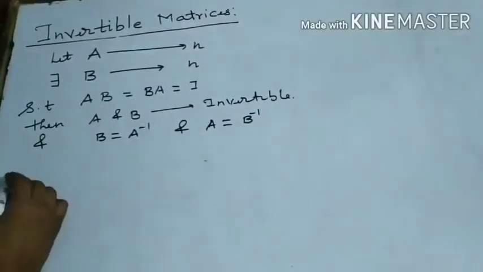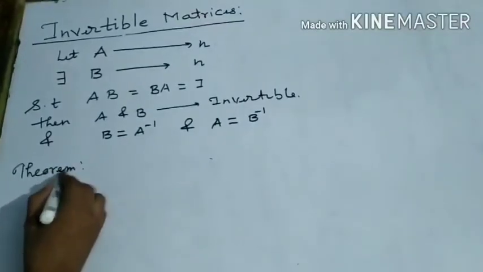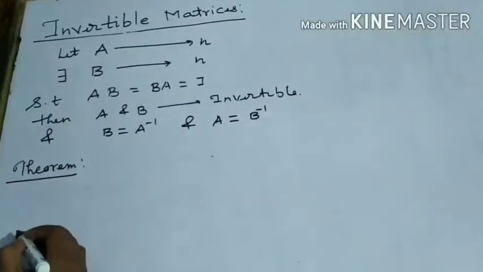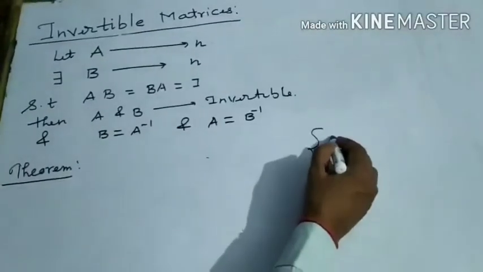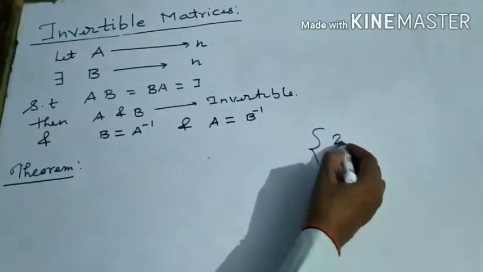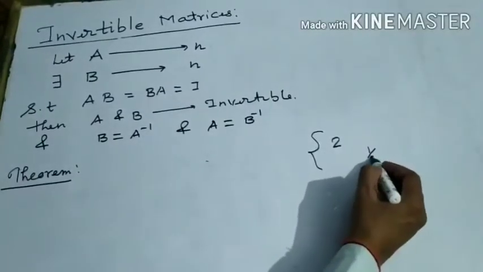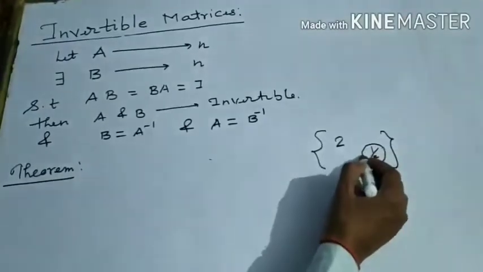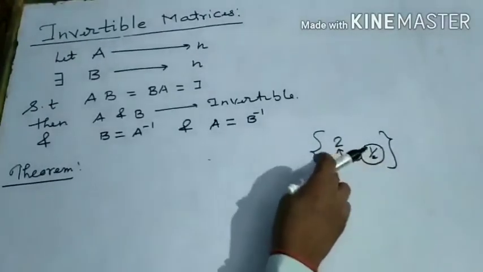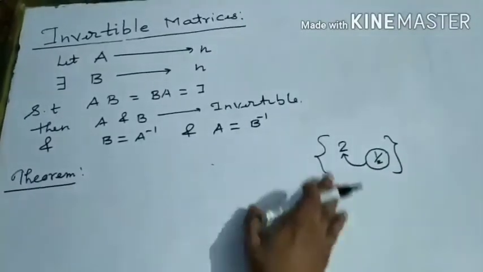After that we are going to start a theorem that is related to the uniqueness of the inverse. In lower classes you know that if any number 2 is given, the inverse of this number 2 is 1 by 2, which is the unique inverse of 2, because no other number exists whose inverse is 1 by 2.